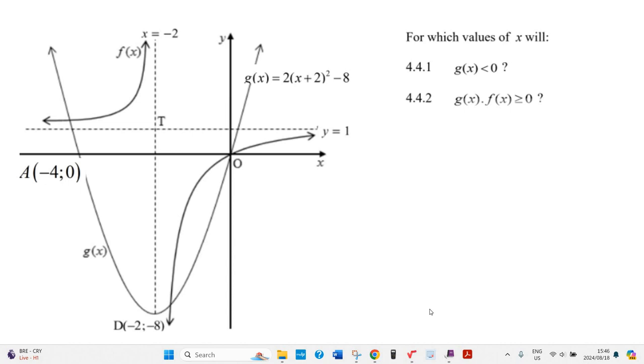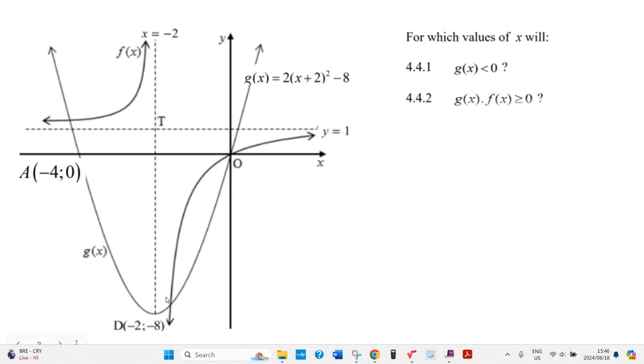Okay, let's try this last question here in the parabola-hyperbola question. It says, for which values of x will g of x be less than 0? Well, g is the parabola, and that means g of x, it means where will the y values become negative?